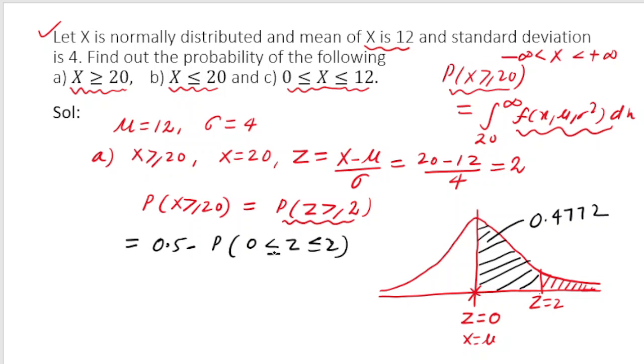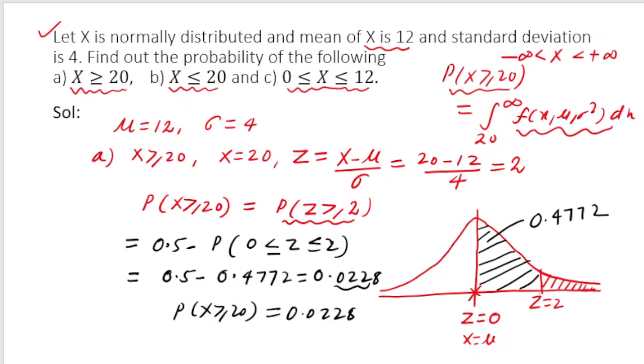I hope you remember that in case of a continuous probability distribution, the probability at a point is equal to 0. So don't be fussy about whether I am writing greater than or equal to here, or less than or equal to there, because at a point the probability is 0. For a continuous random variable, the probability is always over an interval. So what will I calculate? I will calculate 0.5 minus 0.4772. So this value will actually be 0.0228. So the probability that x will take a value greater than or equal to 20 is equal to 0.0228.